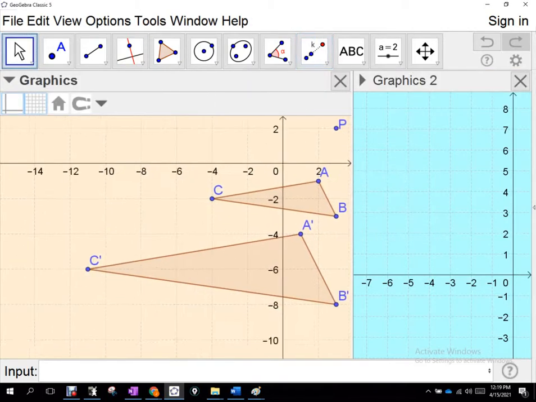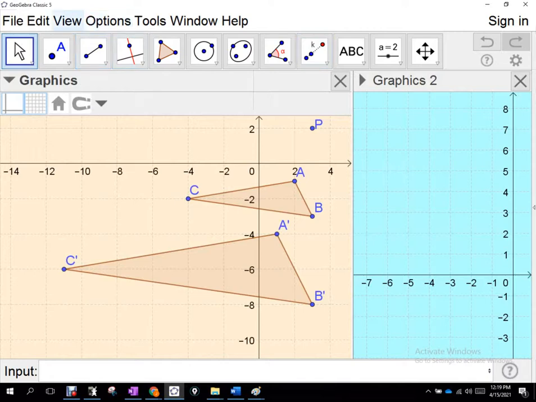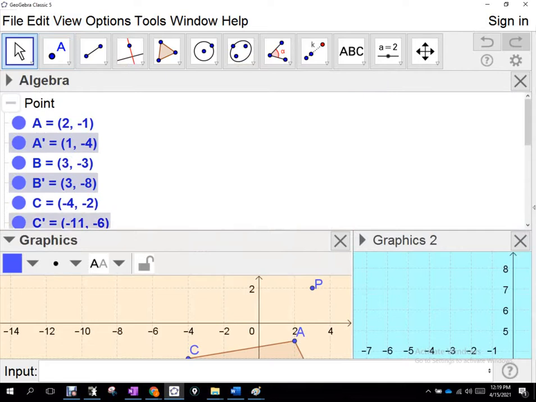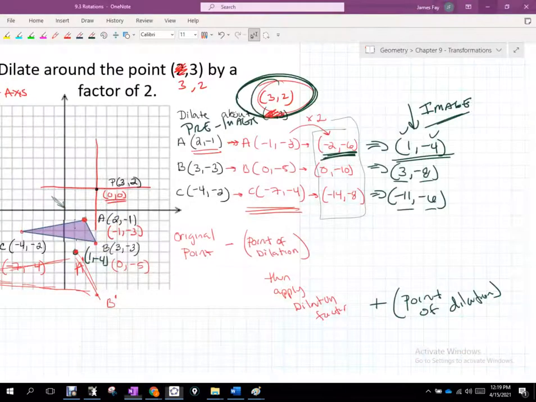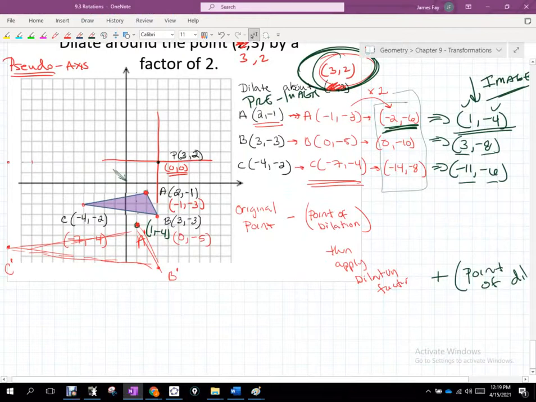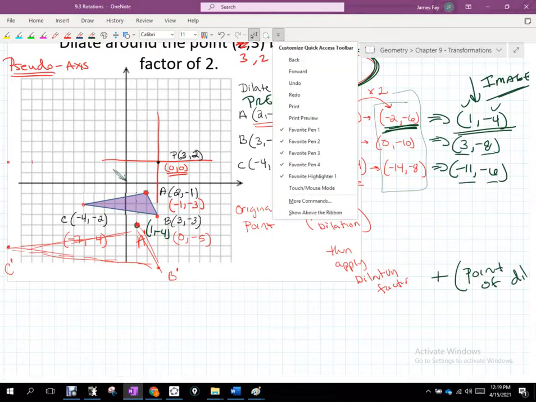And so it gives me these points A prime, B prime, and C prime. Well, let's go look at the algebra view of what A prime, B prime, and C prime are. Well, that's exactly what we came up with by hand. Okay. So every single time that you do a dilation, that is the approach that you're going to want to use.